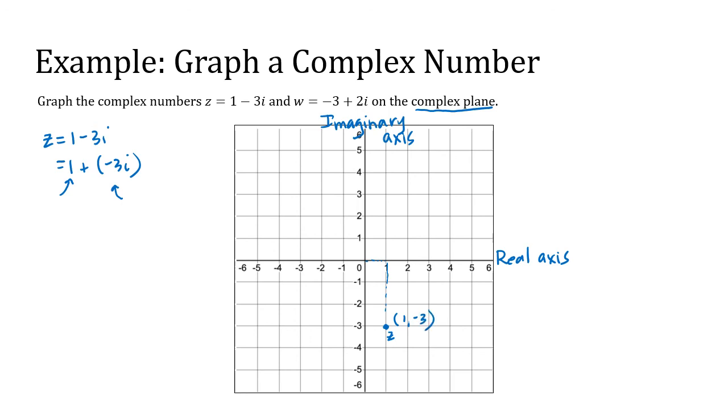All right, now let's take a look at w. w is equal to negative 3 plus 2i. So along the real axis, we're going to go to the left, 1, 2, and 3. And then on the imaginary axis, we're going to go up 1 and 2, landing us in the second quadrant. So this point in the second quadrant is the complex number w, and it's represented by the ordered pair negative 3, comma 2.